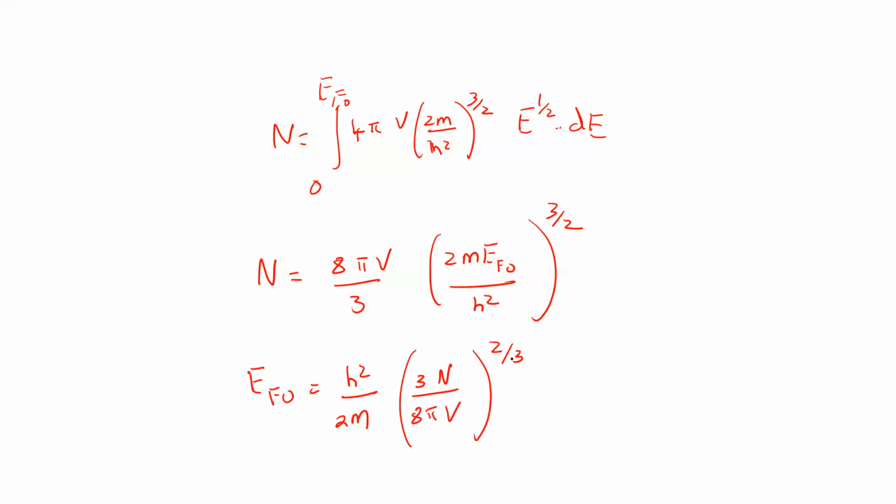Now if I want to define a quantity like n, which is the total number of electrons per unit volume, I can write n here. The small n denotes the electron density, the total number of electrons per unit volume. So therefore we've got a result for E_F0 for electrons in a metal.